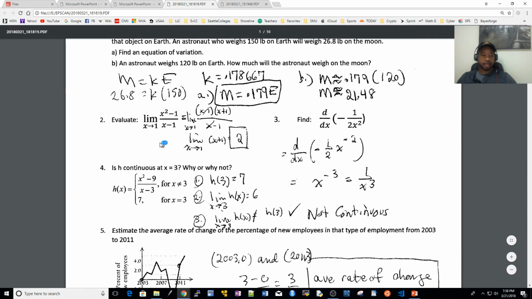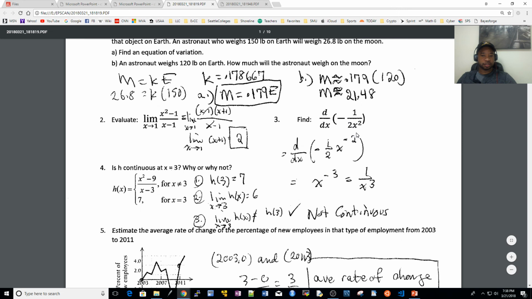Evaluate the limit, and let's see, if we plug it in right now, we're going to have 0 over 0. So you got to simplify it out and then plug it in. Once you factor it and simplify it and plug it in, you're getting 2. Here, take the derivative of -1 over 2x squared.